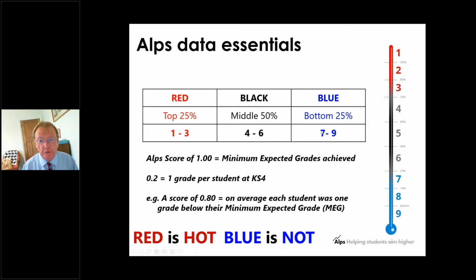If you drift into grades 7 to 9, they turn blue, they're cold, they're areas for improvement. They're areas to think about prioritizing in the year ahead.